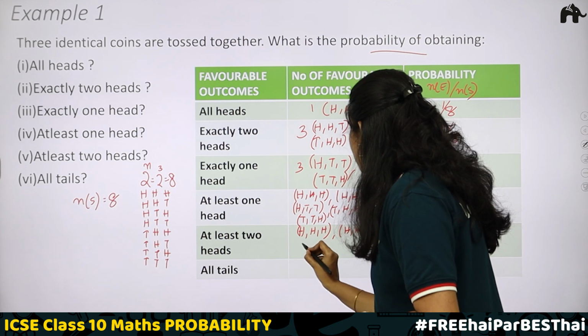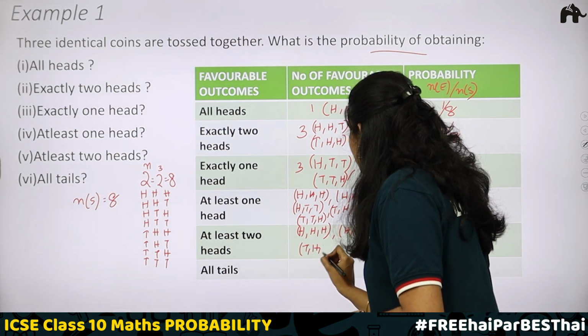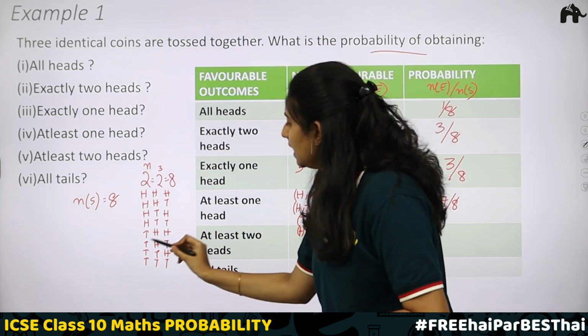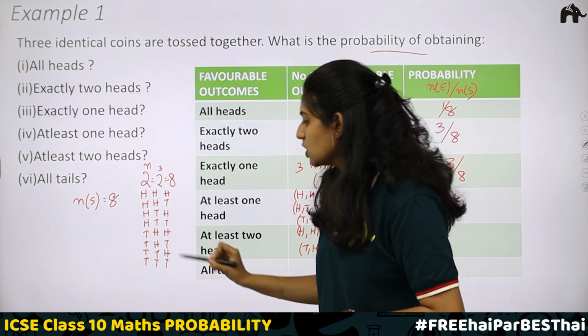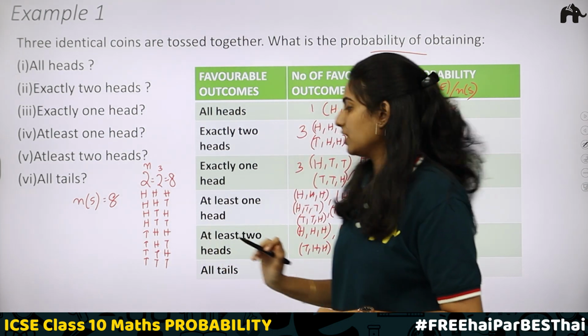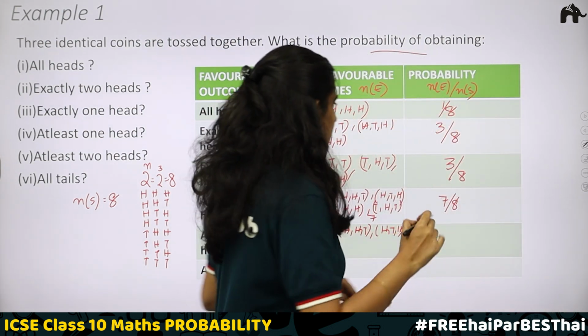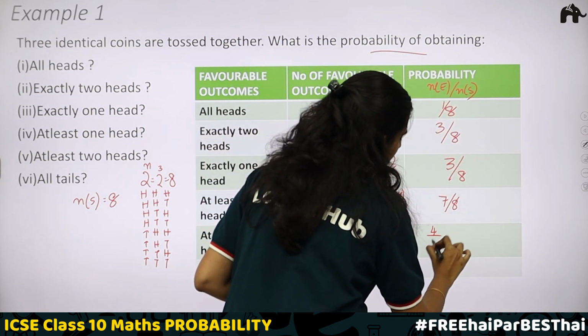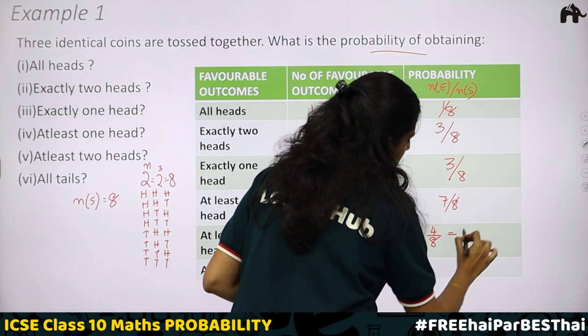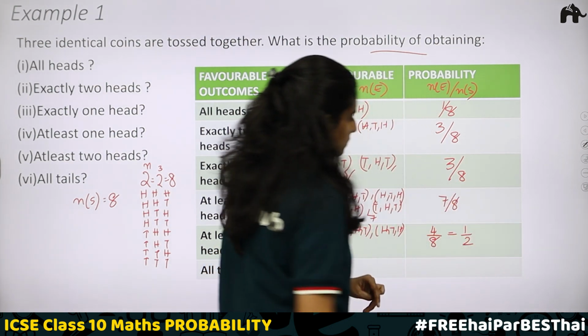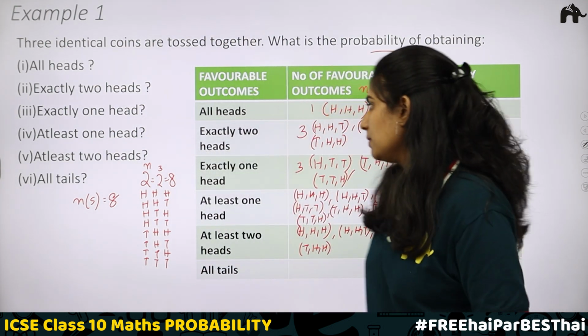THH can be taken. THT cannot be taken. TTH also cannot be taken. TTT also cannot be taken. So 1, 2, 3, 4. 4 outcomes are favorable. Therefore, you will be getting 4 divided by 8. Reducing to the smallest ratio, you get 1 by 2. Okay, 1 by 2 is the probability.